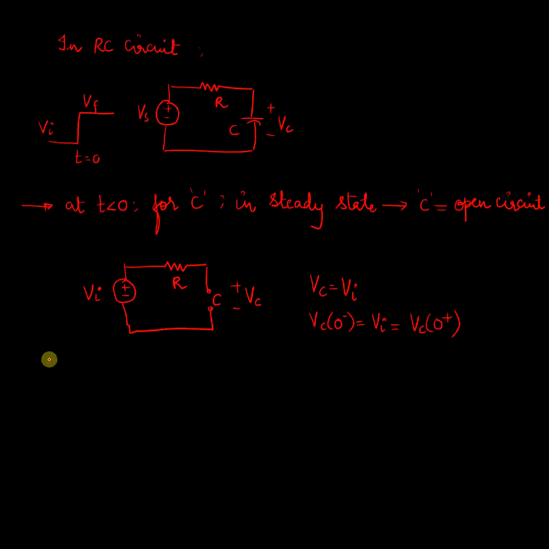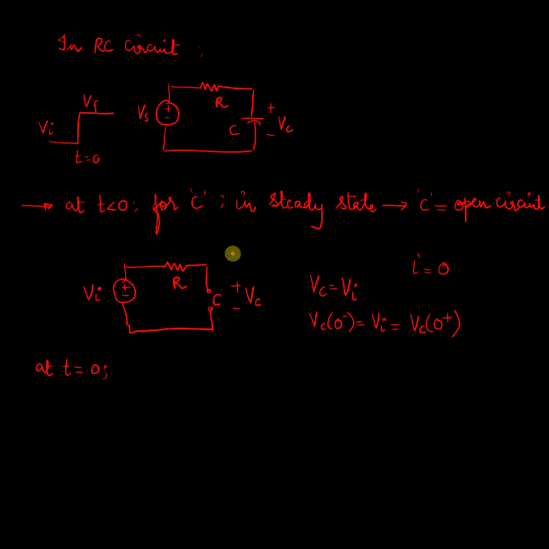Now let us analyze what happens at time t equal to 0. As we just said, the voltage across the capacitor does not change immediately, it takes some time. So at time t equal to 0, the voltage across the capacitor is going to remain at Vi, but the current that was equal to 0 in this case is now going to change.